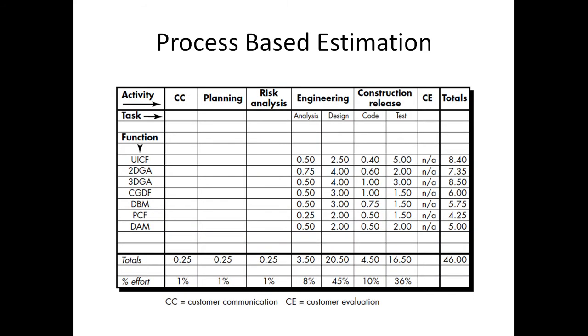This table shows process-based estimation. Here we are calculating different functions. Corresponding estimations are calculated, and then the total is calculated. Finally, the total effort is calculated. Here CC is the customer communication and CE is the customer evaluation.